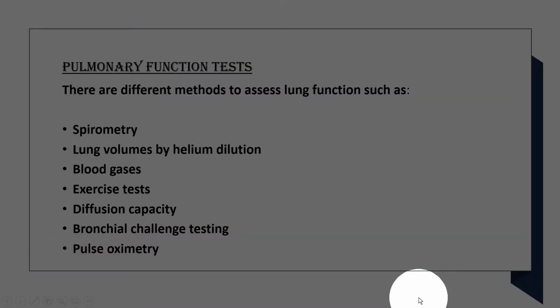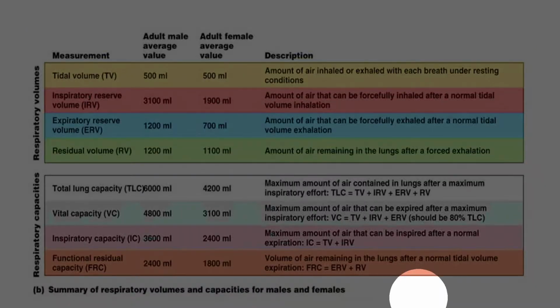Now move forward. Pulmonary function test. Before I go into detail of the pulmonary function test, one thing I want to mention: because we have different volumes in the Guyton book, it is recommended for the students that you must tally or check the values.